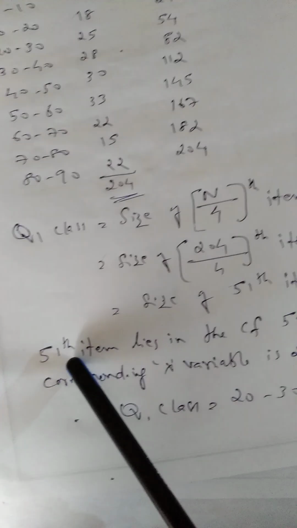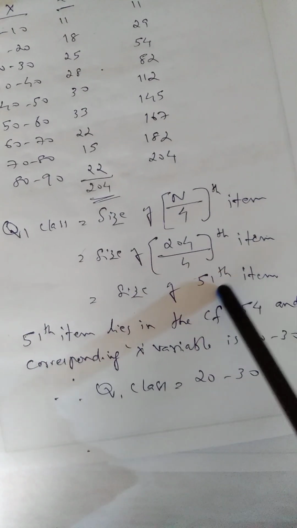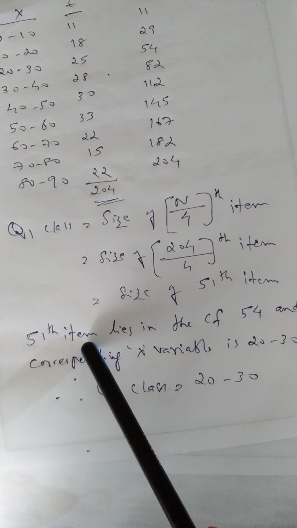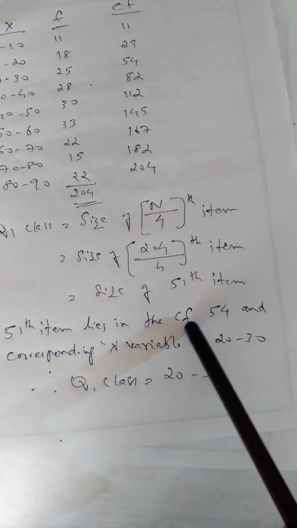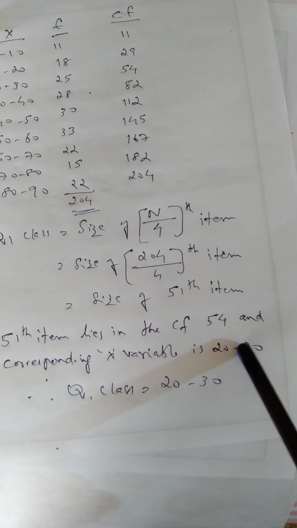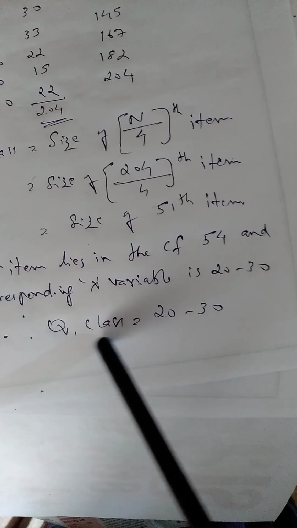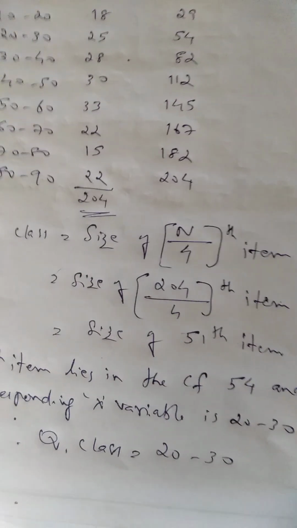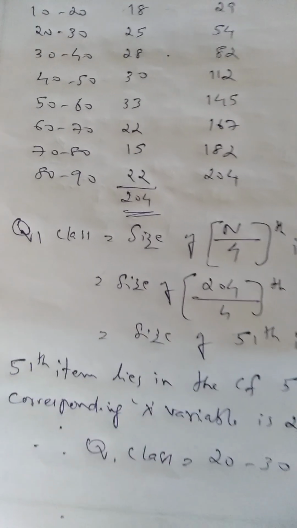So we can write it here. This 51st item lies in the cumulative frequency 54, and the corresponding x variable is 20-30. Therefore, the Q1 class is 20-30. Now we got the Q1 class, and from the Q1 class we can find out the exact value of Q1.